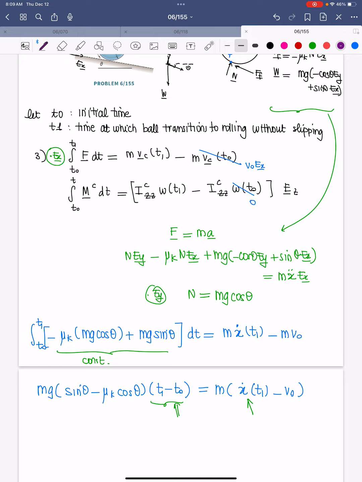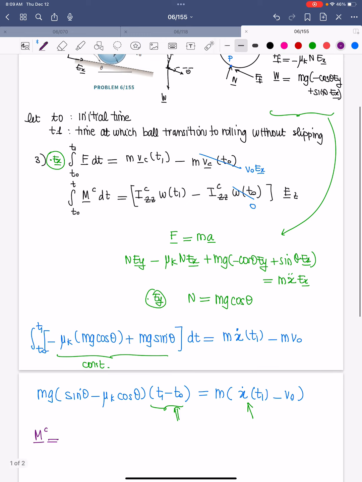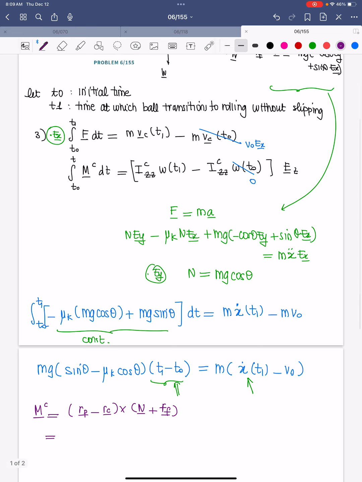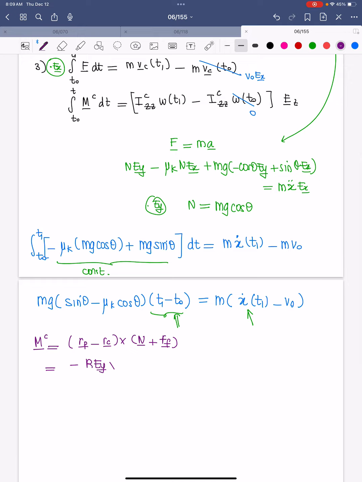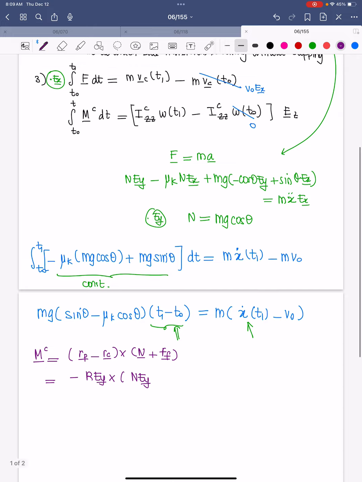Next let us look at the moment equation. The sum of moments about c is equal to, let me calculate this on this side before I plug it into the equations, Mc, the moment of the weight. The weight has no moment about c, but the normal and the friction force do: rp minus rc crossed with the normal plus the friction force. So rp minus rc is this vector, minus r ey, crossed with N ey minus mu k mg cosine theta ex, and that is equal to minus r mu k mg cosine theta ez.